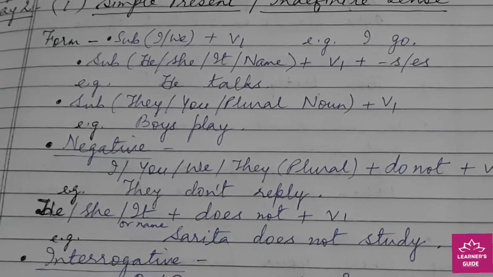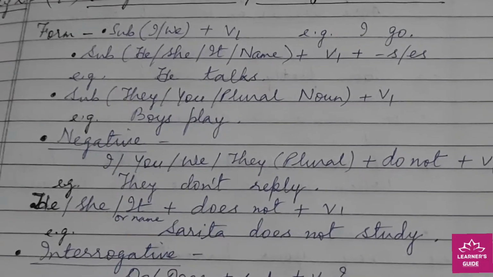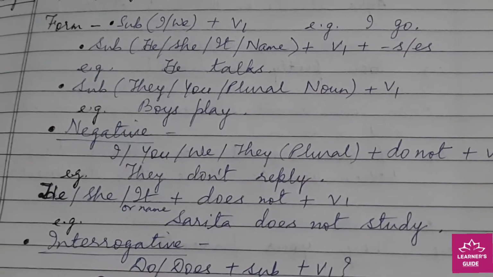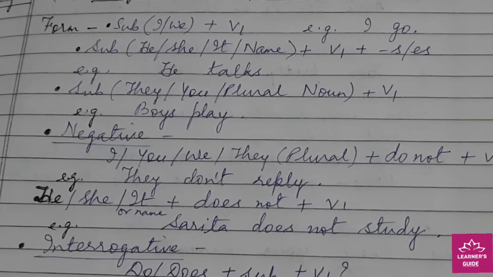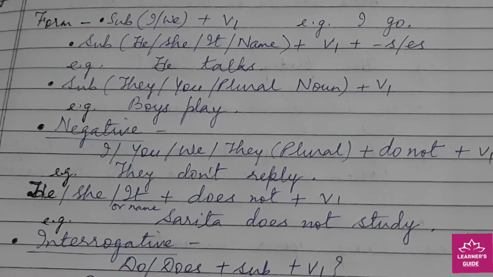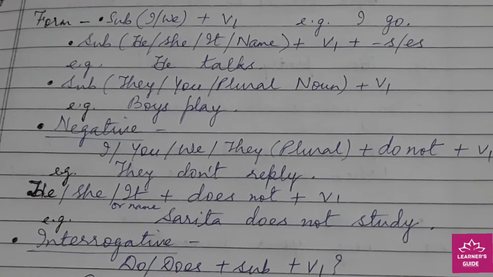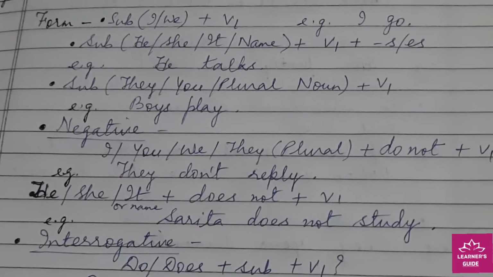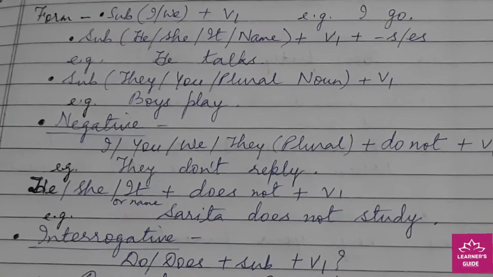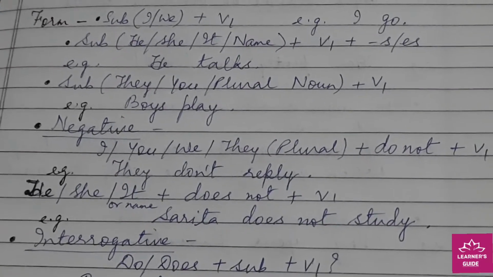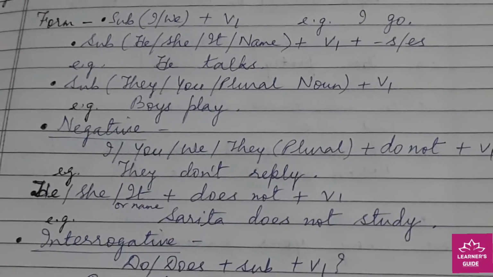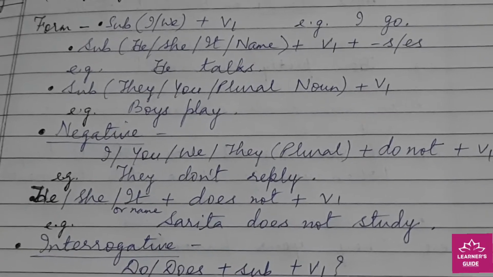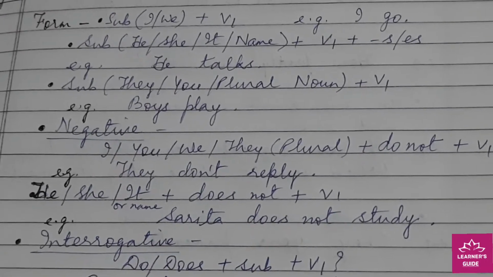And here the subject can be I, means first person pronoun, and we means this is again first person, but what is the difference between these two words? I is used for singular number and we is used for plural number. So with singular number subject or with plural number subject, we use first form of the verb. For example, I go. So I is a subject and go is the first form of the verb.